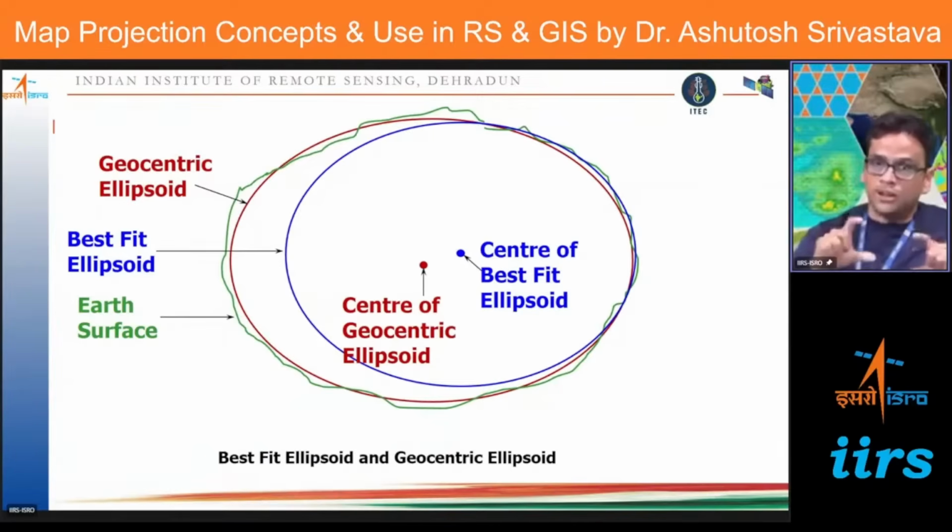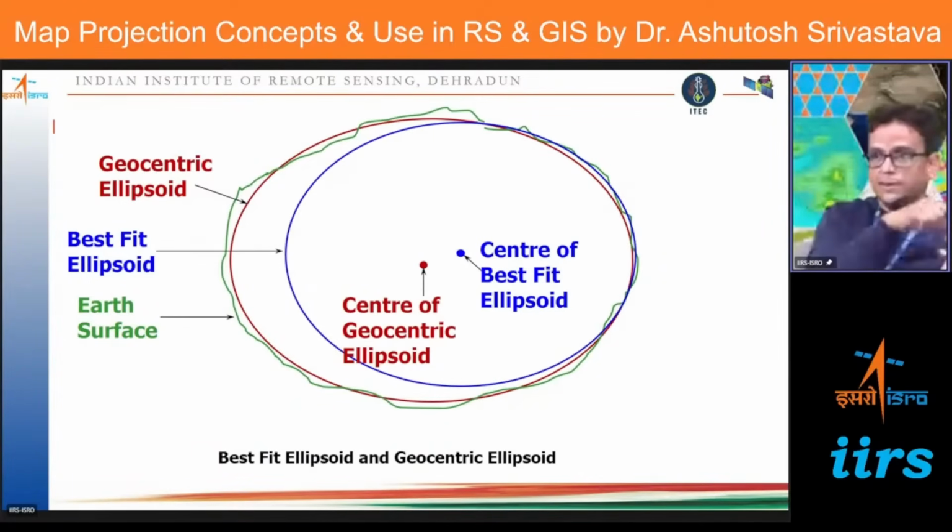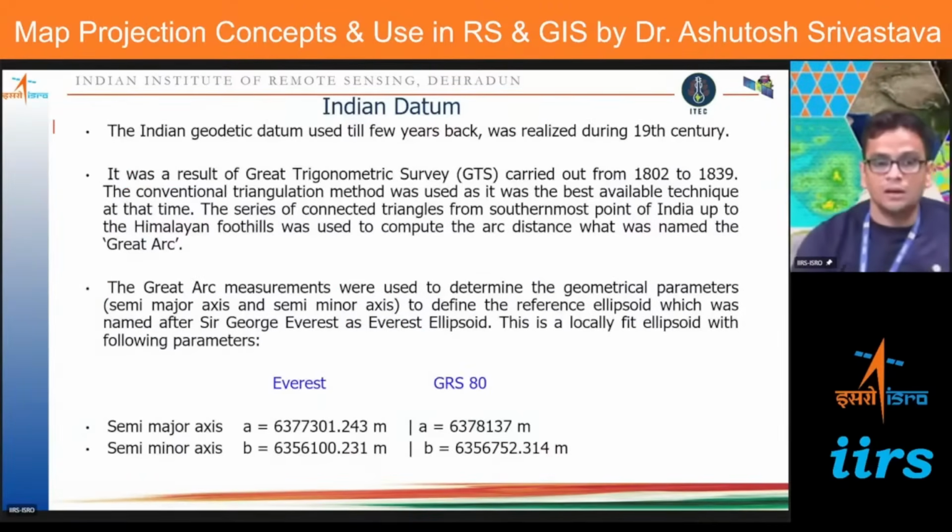And geocentric is globally accepted, and its center will coincide with the center of the Earth. So when we developed this ellipsoid, it was the result of the great trigonometric survey carried out from 1802 to 1839. And here we used the conventional triangulation methods, which was the best available technique at that time.